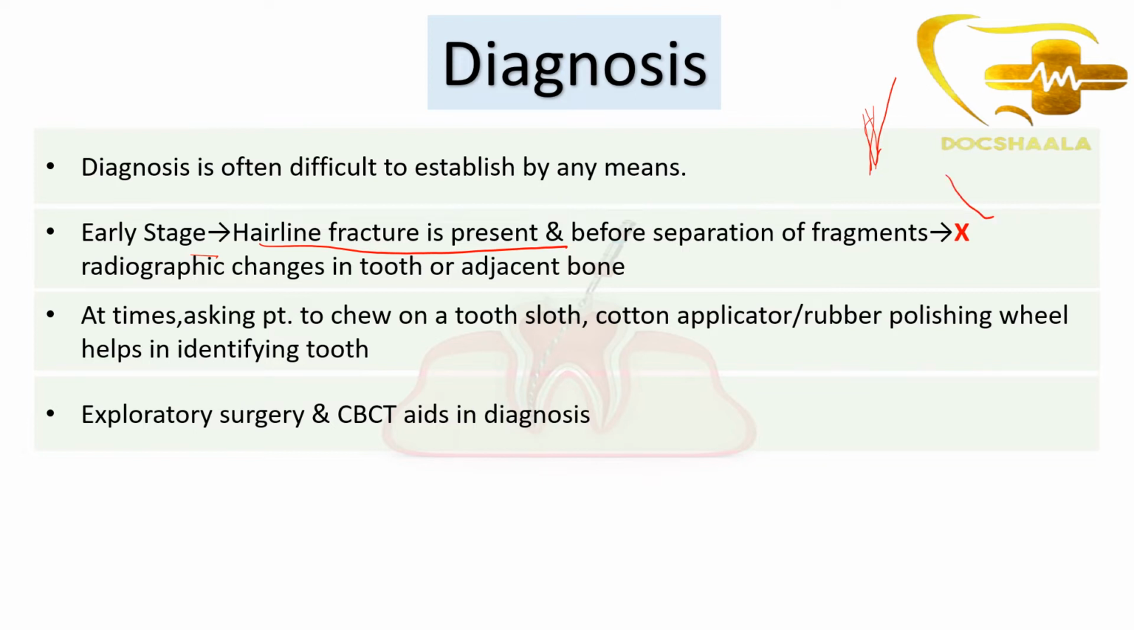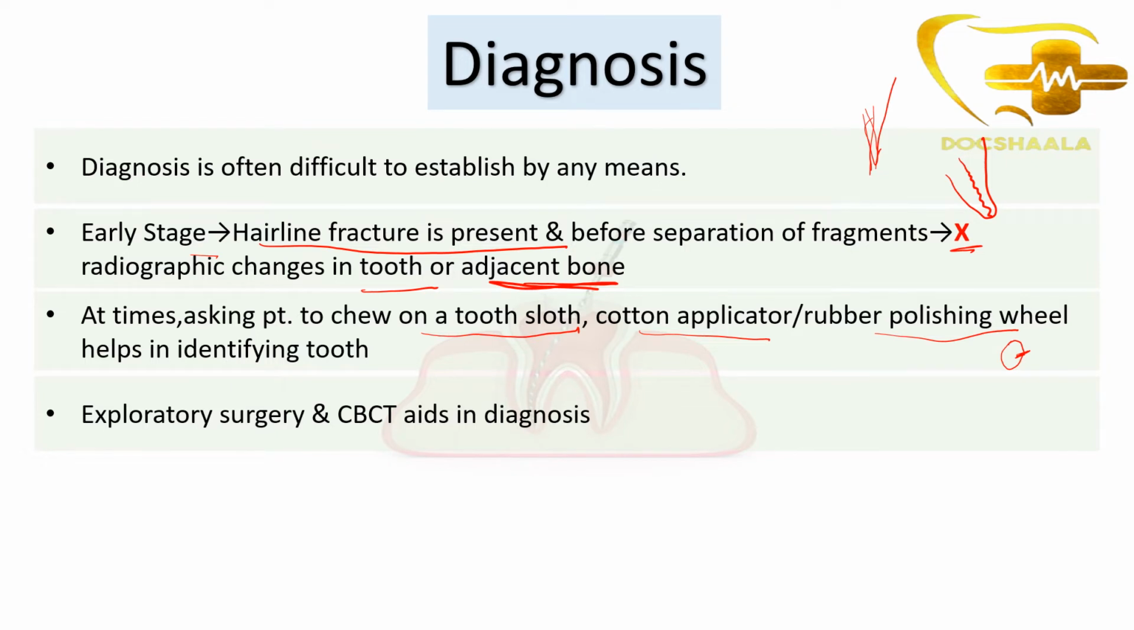But if only a hairline fracture is present, it is really very difficult to establish whether it is a vertical root fracture or not. At this stage, there are no radiographic changes seen in the tooth or in the adjacent bone. So at that time, we ask the patient to chew on a tooth cloth, a cotton applicator or a rubber polishing wheel. When the patient bites and experiences pain, we can identify which tooth is painful, and do further investigations to see whether it is a vertical root fracture or not.